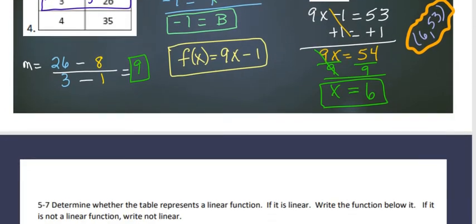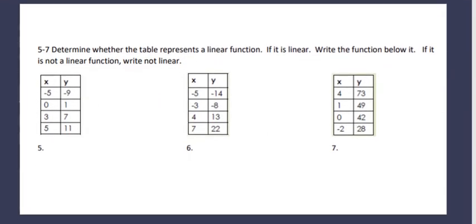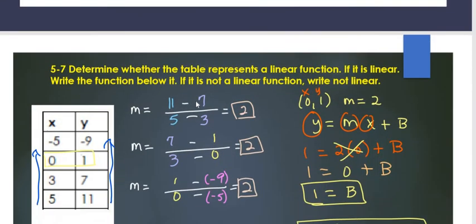Now, let's look at the next part. For 5 through 7, you're going to determine whether the table represents a linear function. If it is linear, you're going to write the function below. If it is not a linear function, you will write "not function." I've already worked the first one for you.